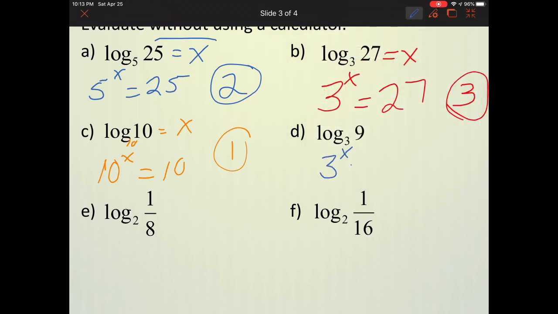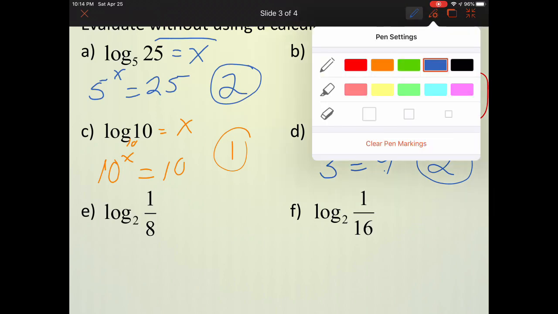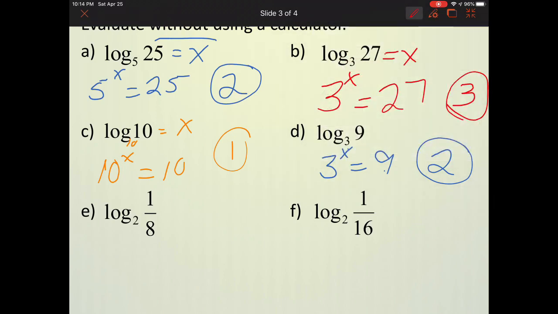3 to the what is 9? So log base 3 of 9 means 3 to the what is 9. Well, you should have seen that just a second ago. That is 2. All right, so now if we go over here, this one's a little different.